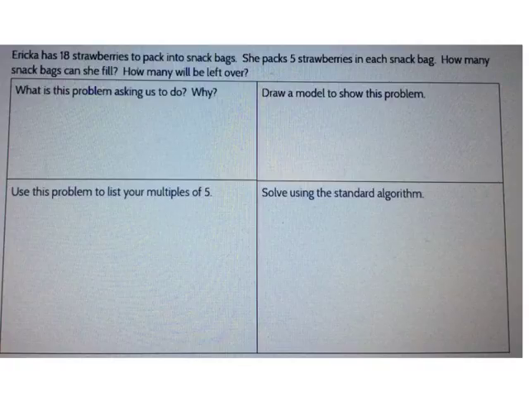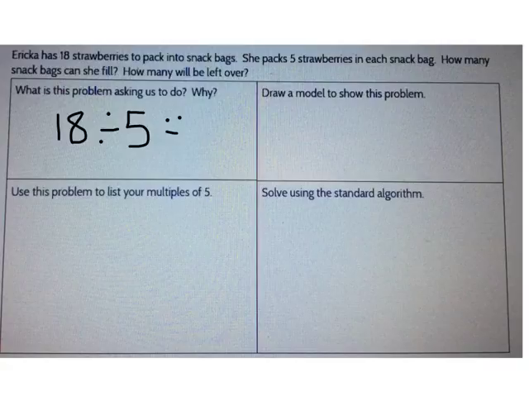Let's start. Erica has 18 strawberries to pack into snack bags. She packs 5 strawberries in each snack bag. How many snack bags can she fill, and how many will be left over? What is this problem asking us to do? And why? Well, we are taking 18 strawberries and splitting them into groups of 5. And we want to find out how many are in each bag. Because we're sharing evenly, we are dividing.